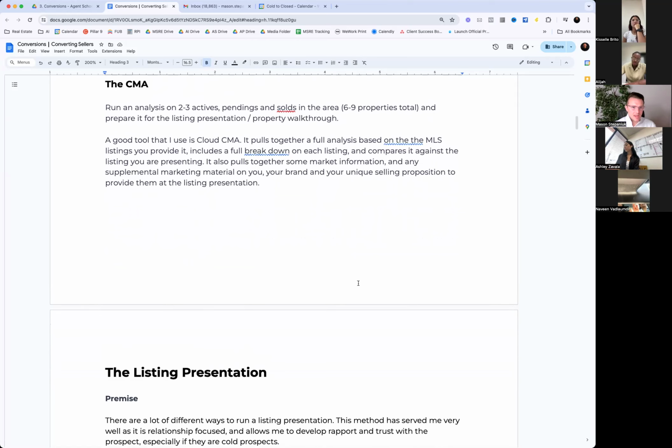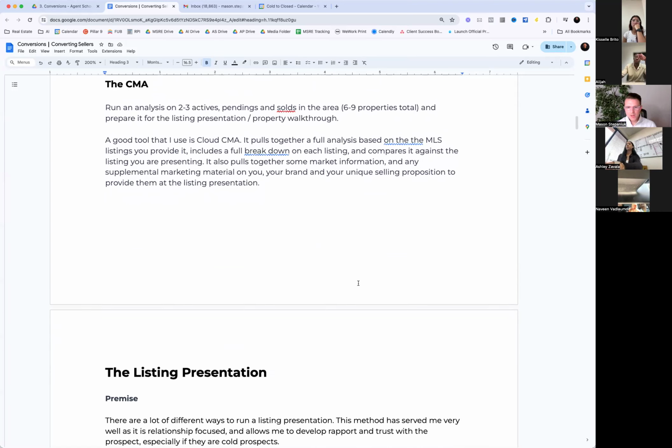Okay. And if you guys haven't yet or you're not using it, I would definitely recommend looking into Cloud CMA. Great tool, and it really does a good job putting together all the information, as well as any supplemental marketing material on your brand and your unique selling proposition to provide them in the listing presentation.